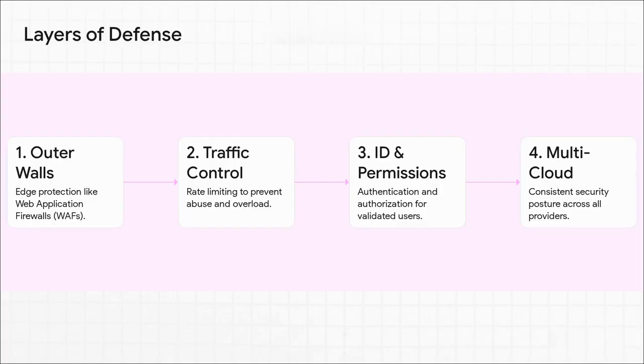A really good fortress isn't just one big, thick wall. It's all about having multiple layers of defense. So we're going to build ours with 4 critical layers. Those strong outer walls, really strict control over who comes and goes, a foolproof system for checking IDs, and a grand strategy for defending multiple fortresses at once.